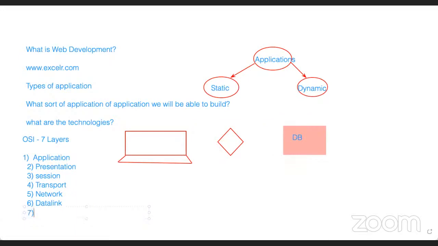The 7th layer we are going to use is the physical layer. These are the different layers which are available in the OSI model.